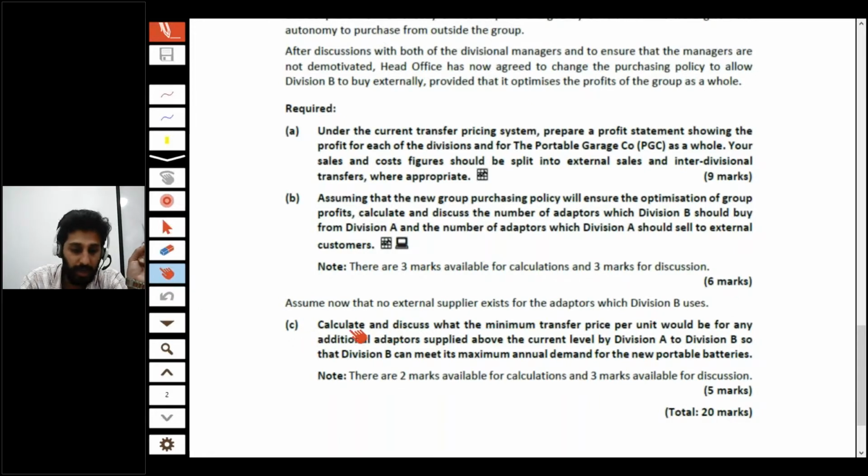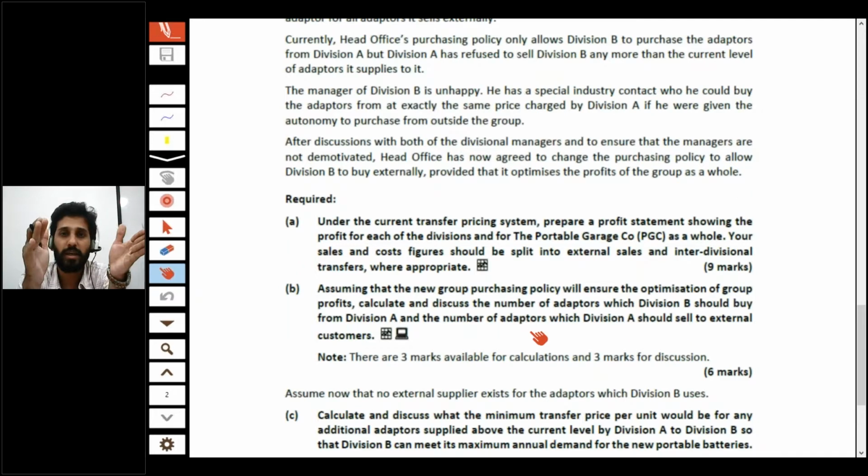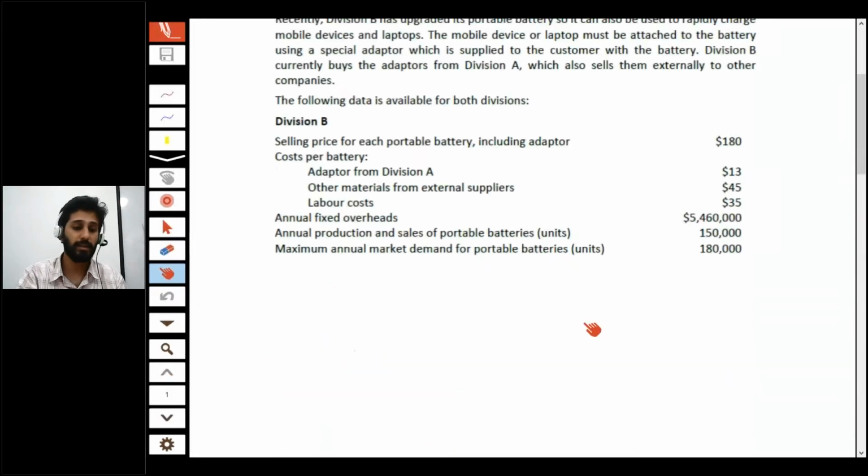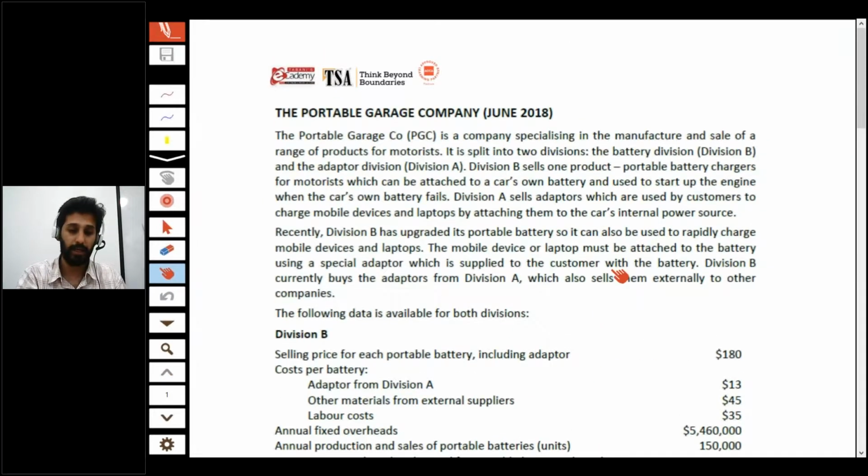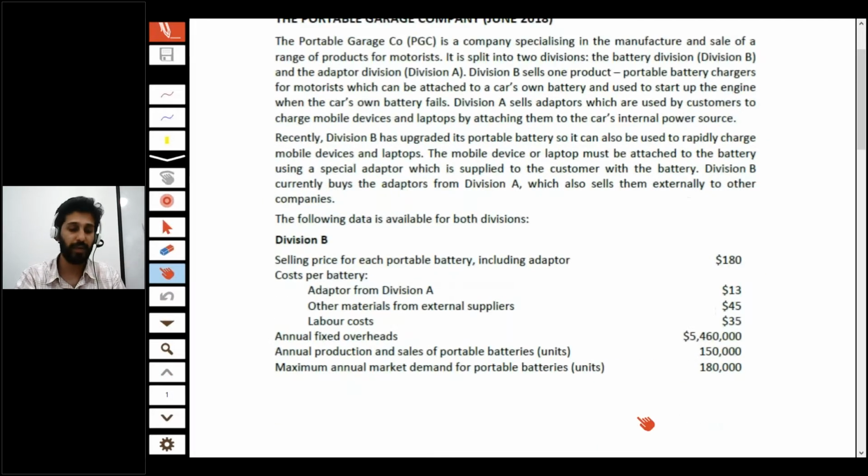Part C, again calculate and discuss. When you go through this question, you will be able to understand it after the end of this session. So you would be in a better position to understand this question. And it's a very good question. I really like this question since it was examined in June 2018 and it's a past paper of ACCA.